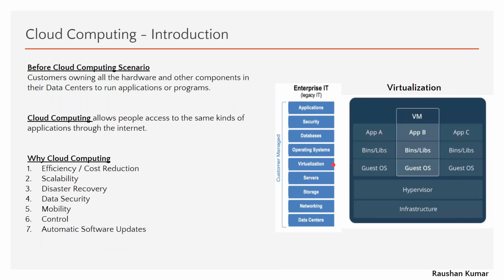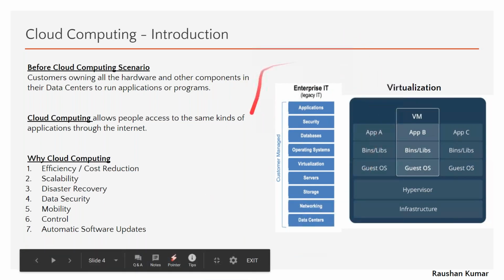They need virtualization software to create VMs, and then they need to purchase a lot of operating systems and databases, depending on their requirement. For security purposes, they have to do a lot of coding and a lot of arrangements. And then they can have the application running. So a lot of cost was involved in the case of on-prem infrastructure.